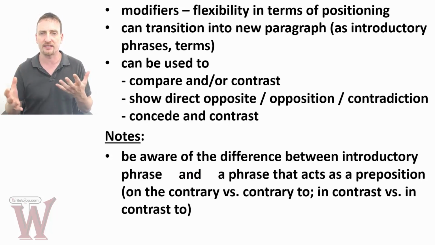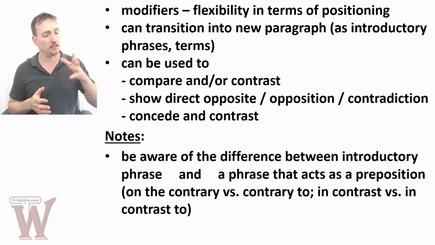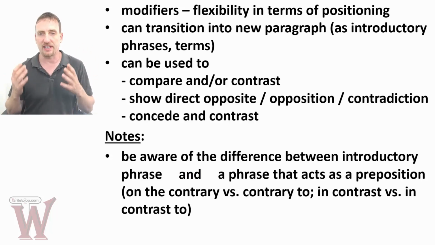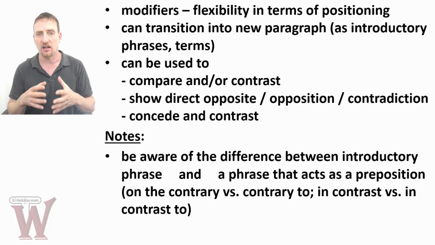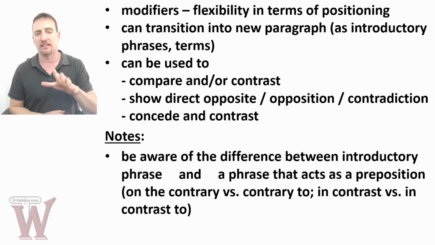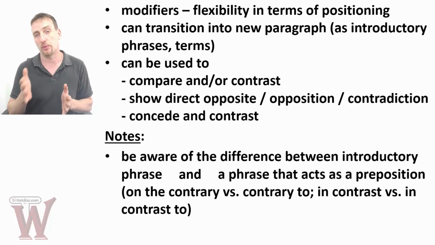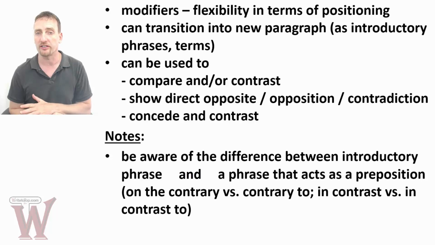They're just changing the sentence, etc., which means that you can place them in different parts of the sentence. They could be at the beginning, in the middle, or the end. But you have to be very careful because where you put them might change the actual meaning of what they actually include, right? And again, you'll see when I give you some examples. These modifiers can be used to begin a new paragraph. The conjunctions, you should not begin a paragraph with a conjunction. You can use these phrases and terms to begin a paragraph as introductory phrases or terms. You can also use these, as before, you can use them to compare and or contrast.